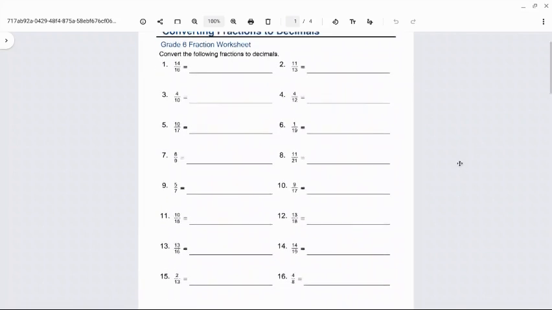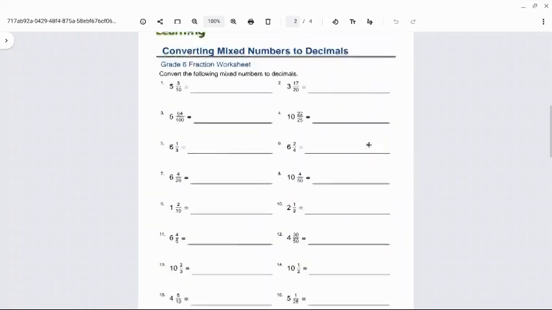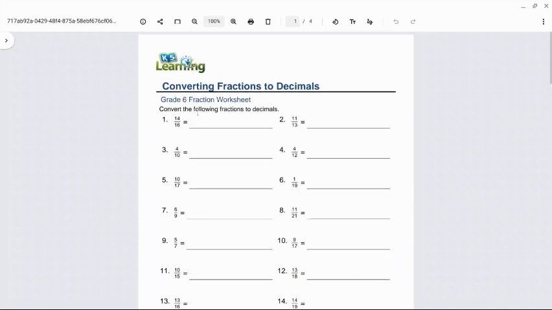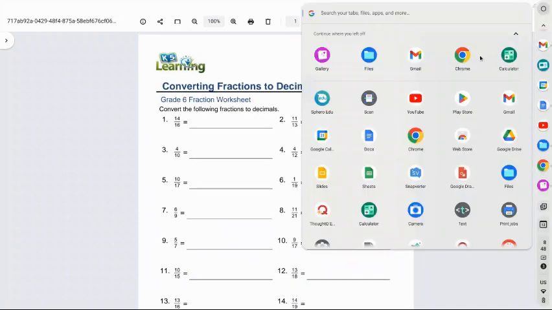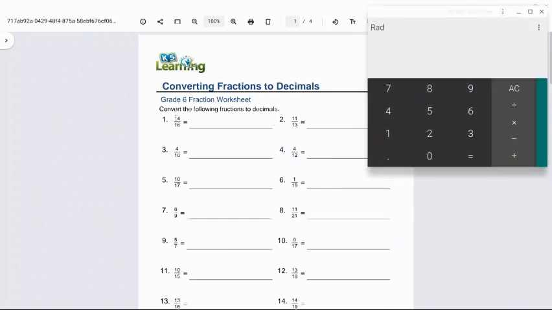So for the first 2 pages, we are converting fractions to decimals. You are looking at proper fractions on the first page. And on the second page, you're looking at mixed numbers. So this is calculator work. And if you understand what to do, it probably feels pretty straightforward. What we're doing is we're taking the top number and dividing it by the bottom number. And then we are only looking at the first 3 numbers after the decimal. So in this first question, I'm going to take 14 and divide it by 16. And I'm going to get 0.875.